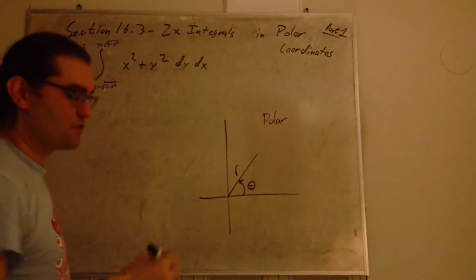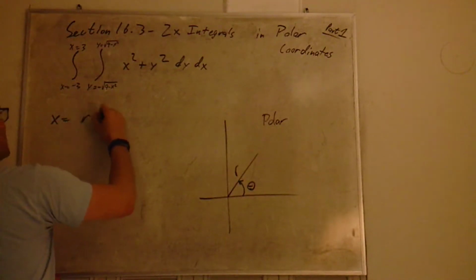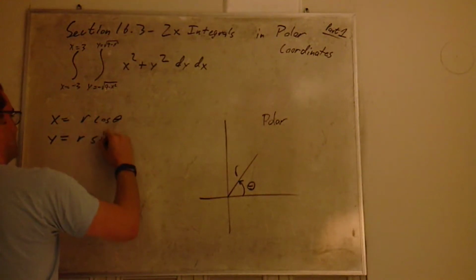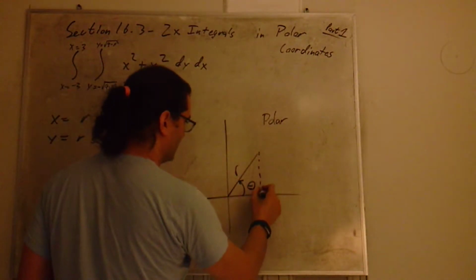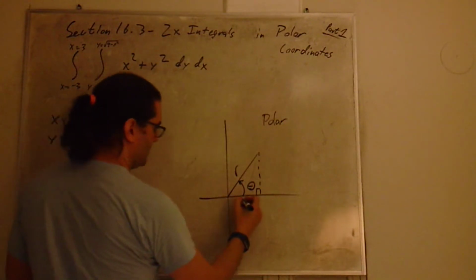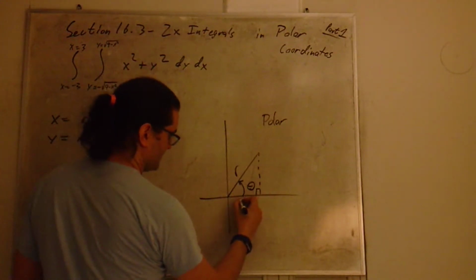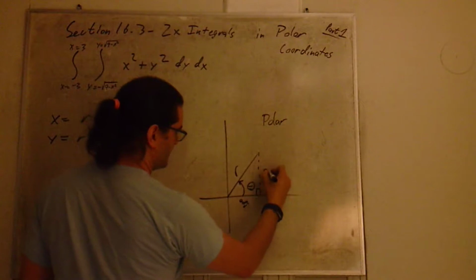The relevant equations are x is r cosine theta, y is r sine theta. That comes very directly from the triangle that you can make in polar coordinates. Since the angle is always with the x-axis, this is always the adjacent side. This is always the opposite side.